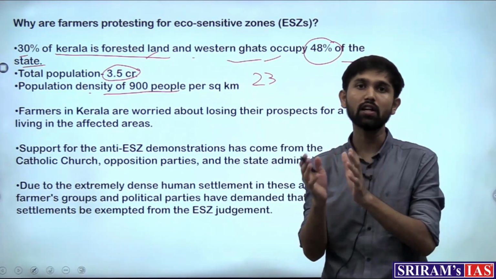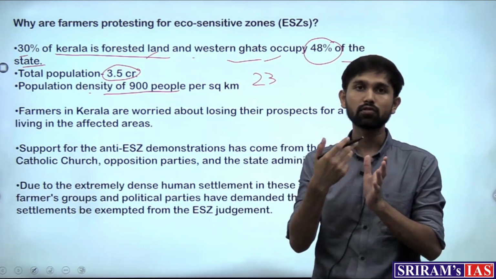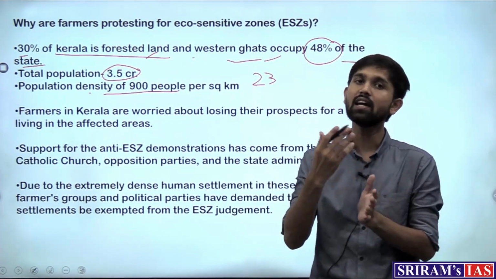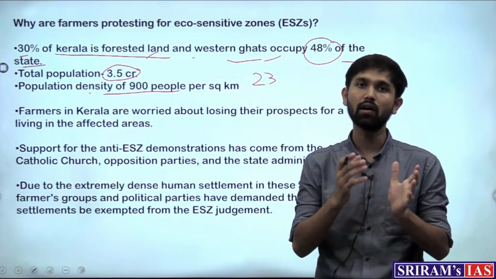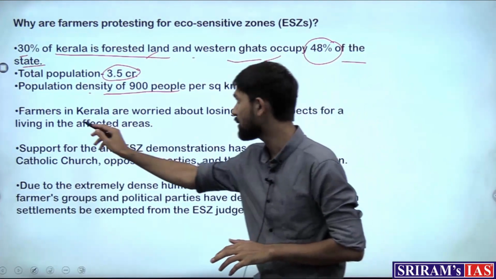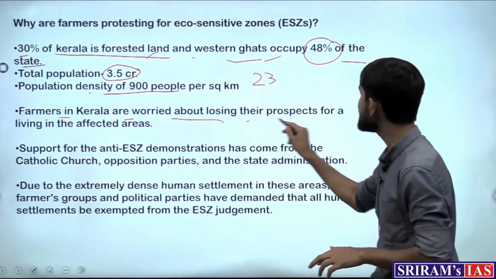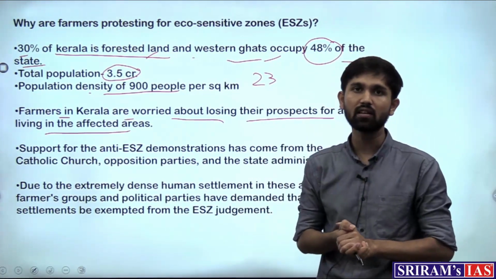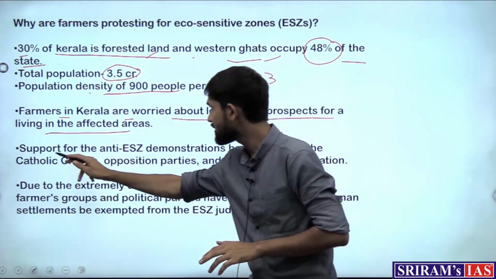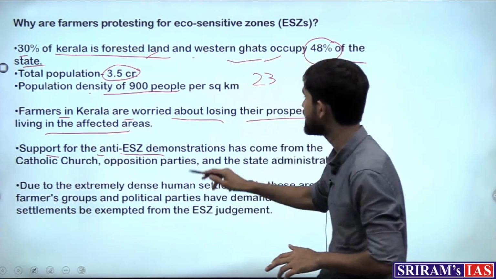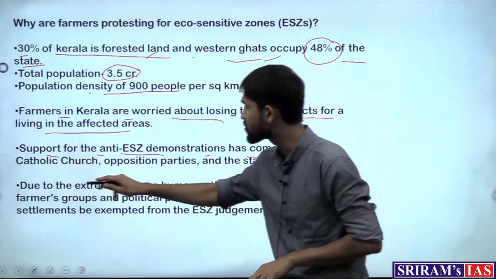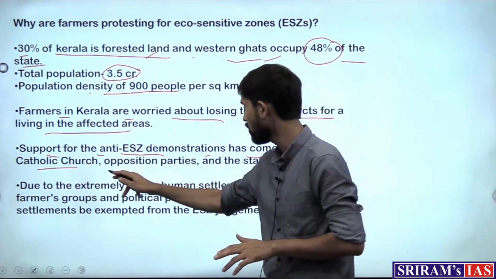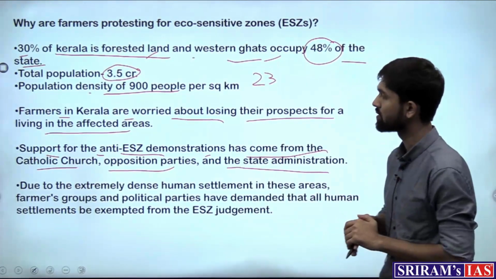So they are already protecting it, and so if mandatory eco-sensitive zoning is happening again for all of these areas, it would further diminish their area of the state. That is why farmers in Kerala are worried about losing their prospects for living in the affected areas, and a lot of communities live in the adjoining areas as well, and therefore support for the anti-ESZ demonstration has come from the Catholic Church, where even the church has come up and objected to this notification, opposition parties and the state administration.